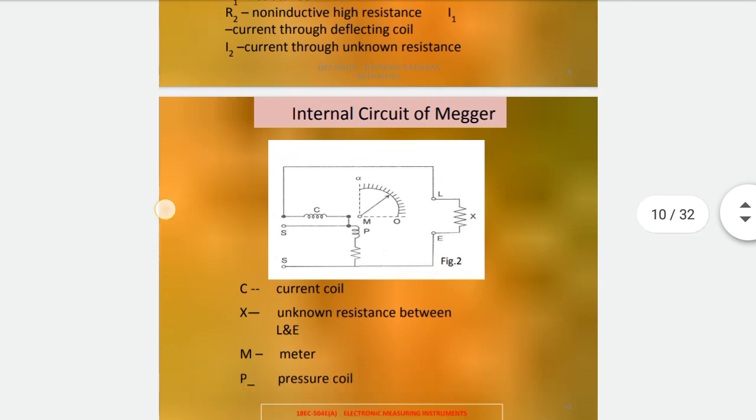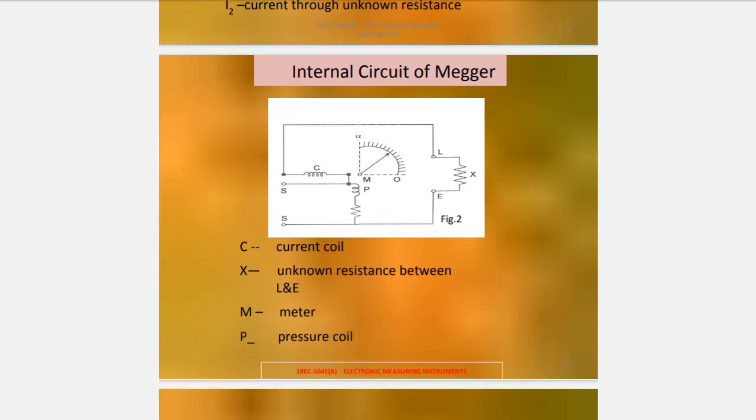This is the internal circuit of the Megger. You can see the current coil C. X is the unknown resistance between L and E. M is a meter. You can see the scale from 0 to infinity. There is a pressure coil P.